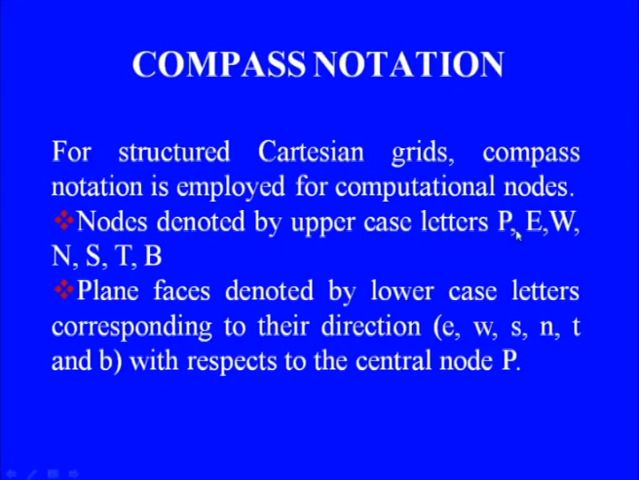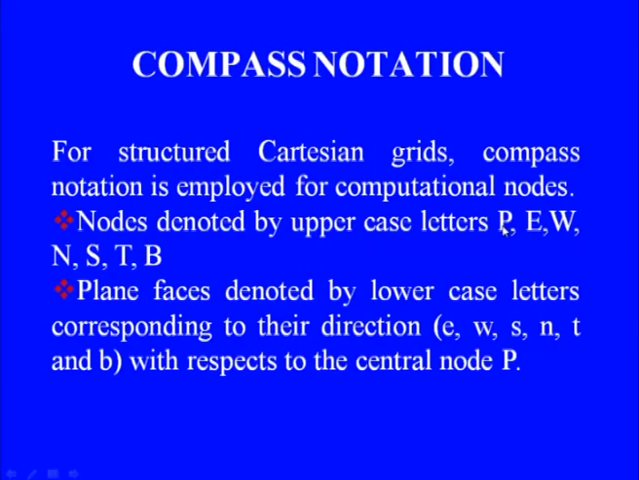We have got our computational nodes. Computational nodes are denoted by uppercase letters. This capital P is our central node or the centroid of the finite volume of interest to us. E is the easterly neighbor node, W is the western neighbor node, N is the northern node, S is the southern node, T top and B bottom node, and so on.